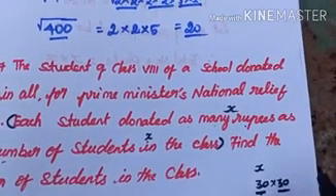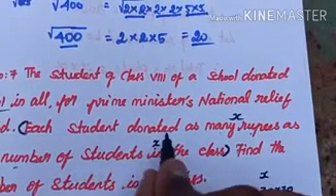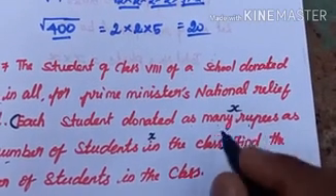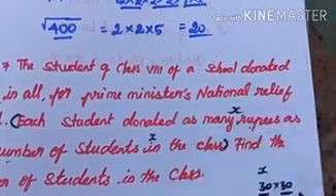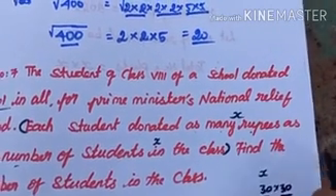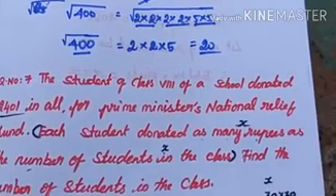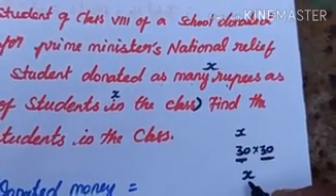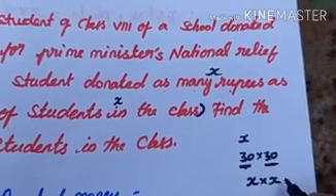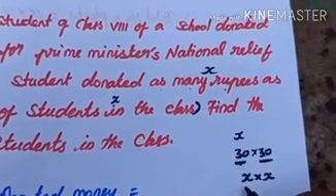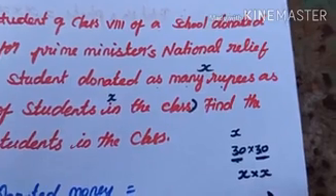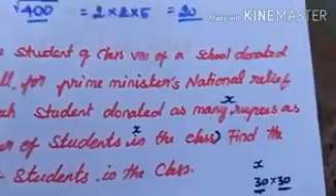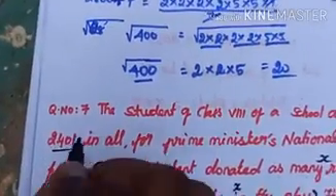So that's why I explained here each student donated as many rupees. We don't know how much rupees each student donates. So I take x as the number of students in the class. If x number of students share x rupees each, you get x square. That is the value of 2401.